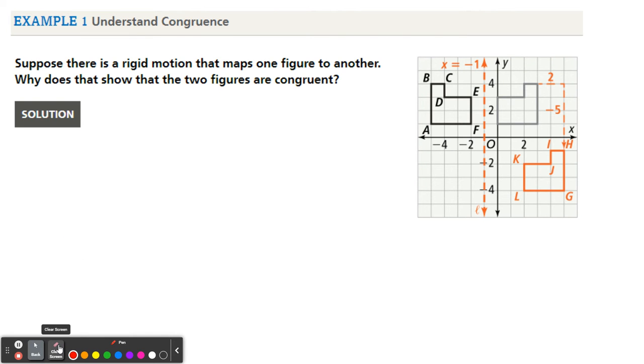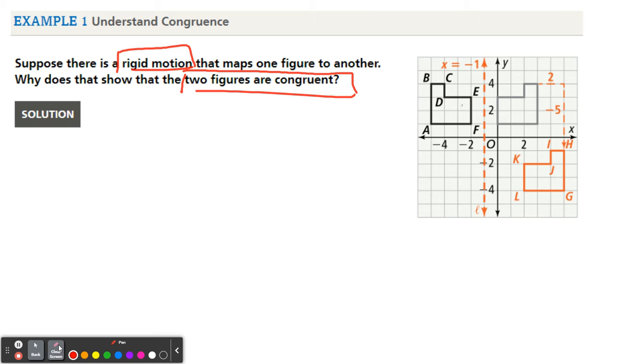Okay. Example 1, it says, suppose there is a rigid motion that maps one figure to another. Why does that show that the two figures are congruent? Okay, so let's talk about this picture. Again, we're all about rigid motions and showing two figures are congruent. So in this picture, let's talk about what is the composition of transformations that will map one figure onto the other. So I think we're trying to go from A, B, C, D, E, F to what? It would be A, B, C, so G, H, I, J, K, L, right?